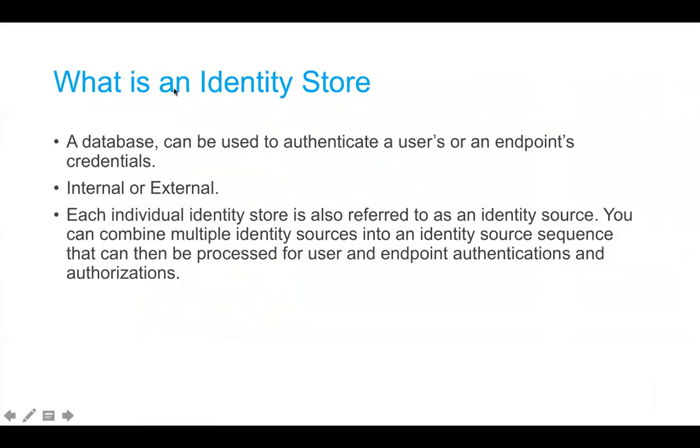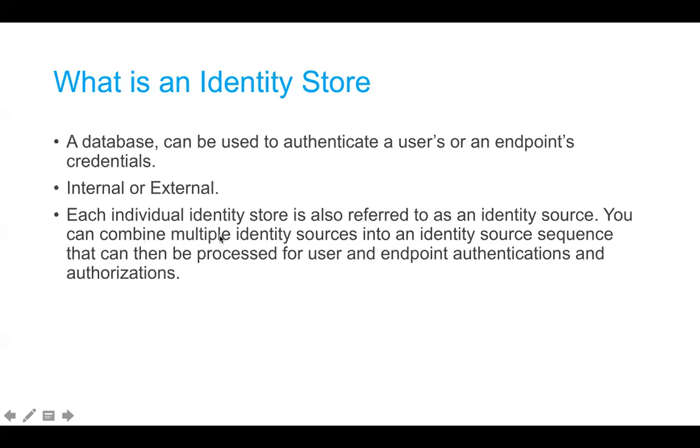So this is what I'm trying to explain to you. A database can be used to authenticate a user's or an endpoint's credential. An identity store database could be internal, which is nothing but the SAM database, or it could be external. It could be ICE integration with Active Directory, ICE integration with the LDAP server, and so on and so forth. Each individual identity store is referred to as an identity source. Remember that. The identity store, where you're going to store the data, is called an identity source.